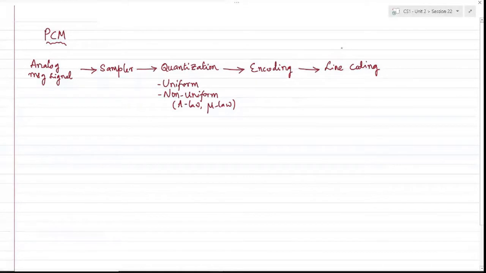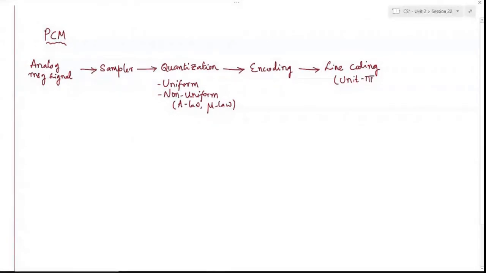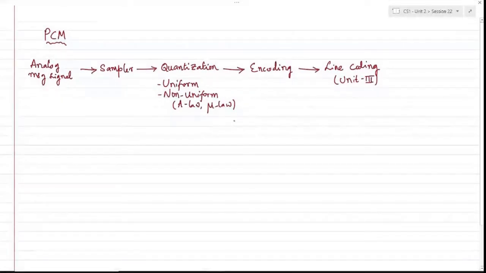So as I told, this will be part of our unit 3. We are still yet to complete unit 2. We are still in the process of this quantization and encoding itself.